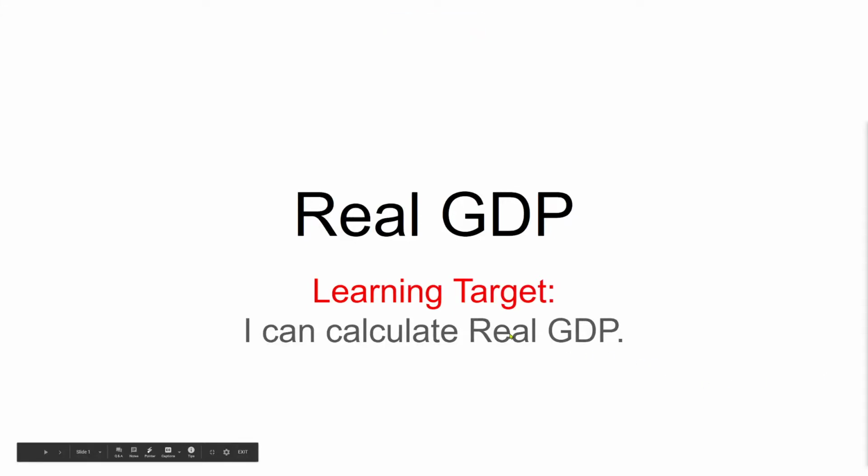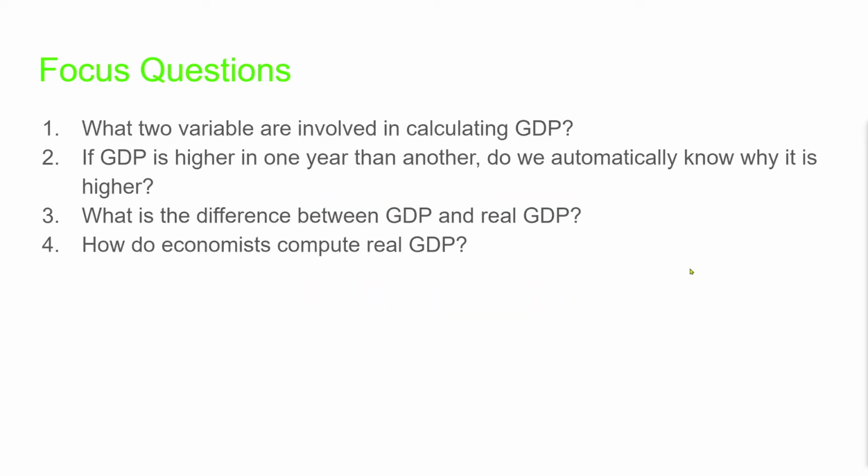Okay, this is real GDP, and your learning target is that you can calculate real GDP. So we've got some focus questions. What are the two variables involved in calculating GDP? If GDP is higher in one year than another, do we automatically know why it is higher? What is the difference between GDP and real GDP? And how do economists compute real GDP?